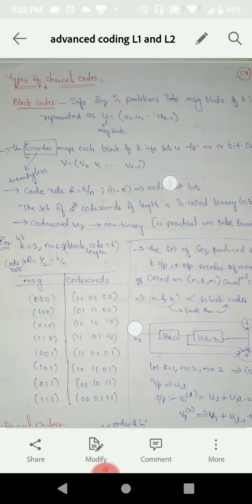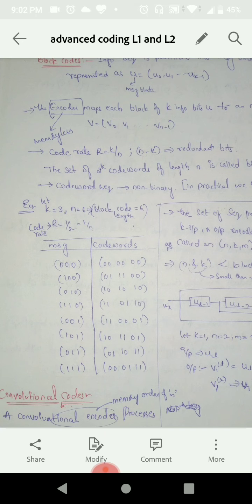Let me take an example where k is equal to 3 and n is equal to 6. The code block length is equal to 6 and we are using repetition codes with rate 1 by 2, which is k by n. So each and every bit has to be represented with 2 bits. Let me take the message signal as 000, 100 and so on, and each bit is represented with 2 bits there. It may be received with error, so no issues with that.